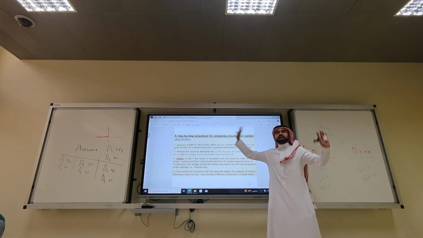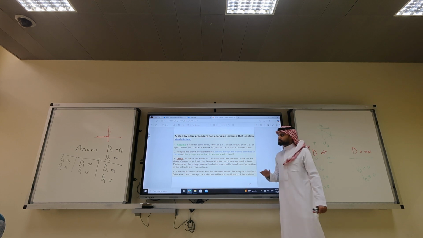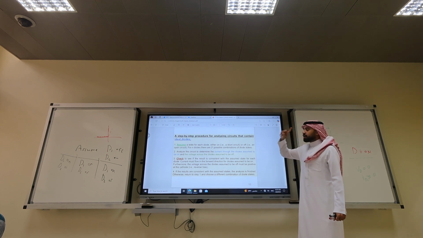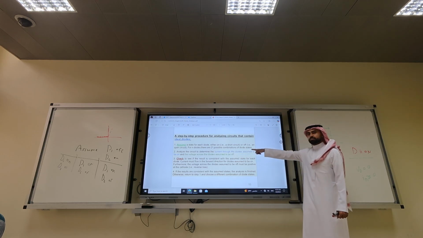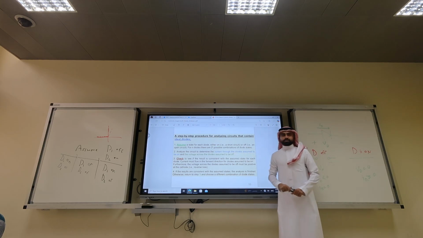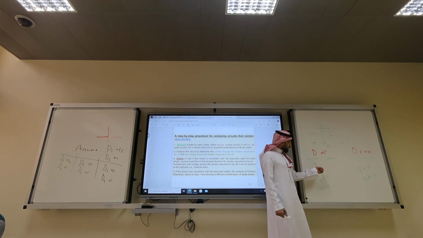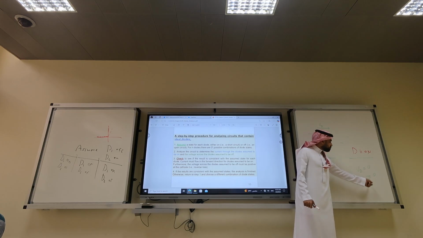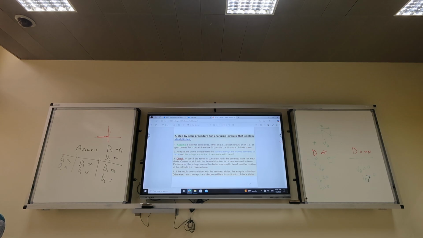Step number 2, do circuit analysis: KVL, KCL, node voltage. Most likely it's simple KVL analysis. Now you have to calculate, in the blue, the current through the diode, and you have to calculate the voltage across the diode, in green. Why? We need to verify if VD is less than 0 and ID is 0, or VD is 0 and ID is larger than 0.